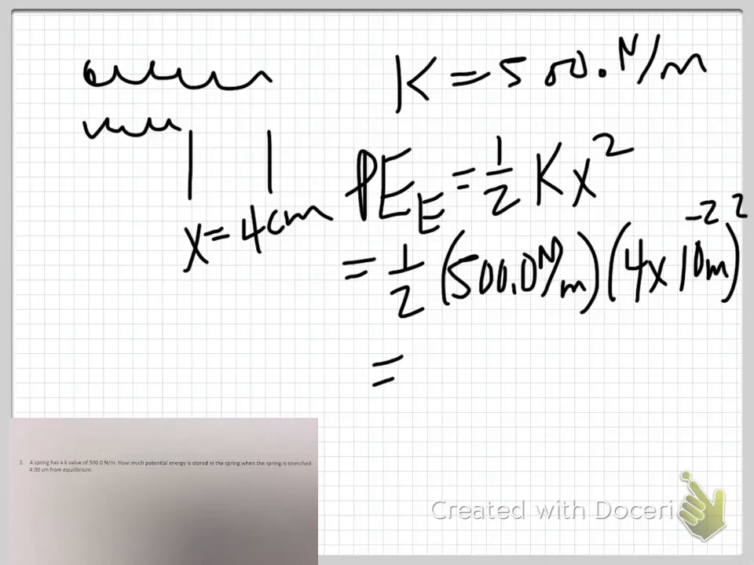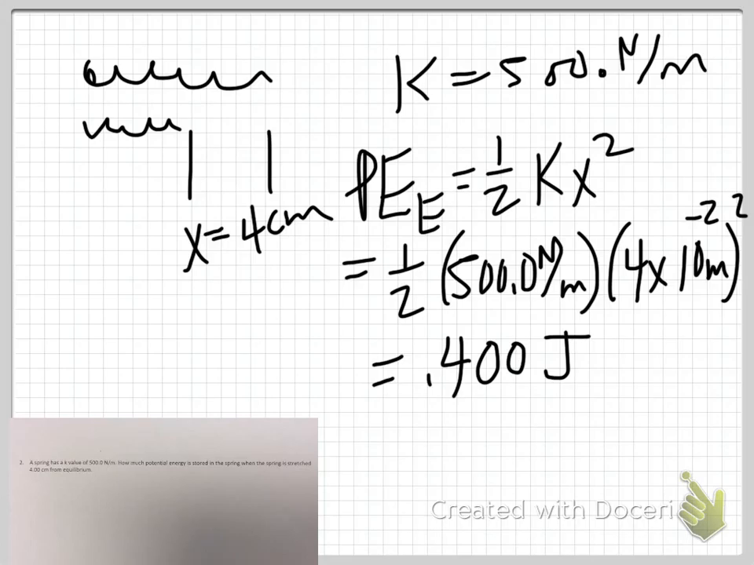What you get is 0.400 joules of energy. So it's a really stiff spring, but that's not all that much potential energy. You can go back and think about how much force it would exert on you if it did whack you. It's not being extended that far. I mean, 4 centimeters is like, what, that? About like that.